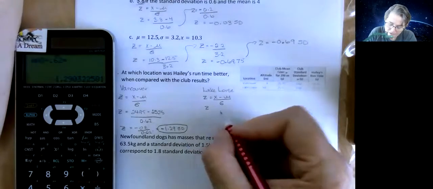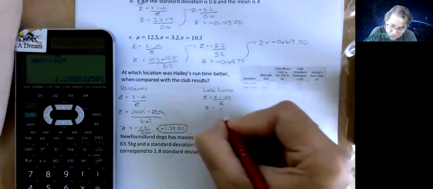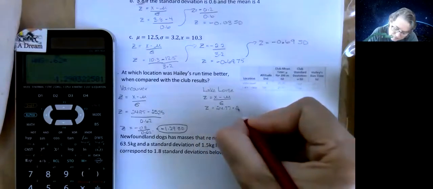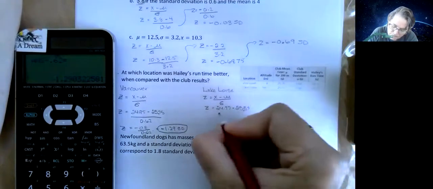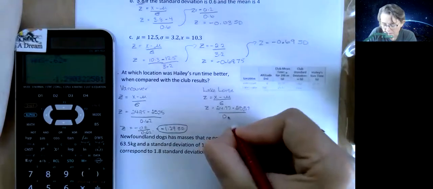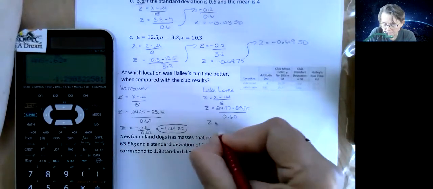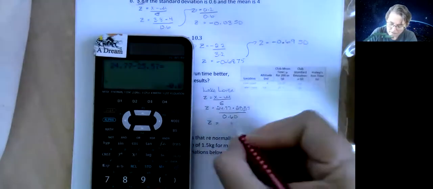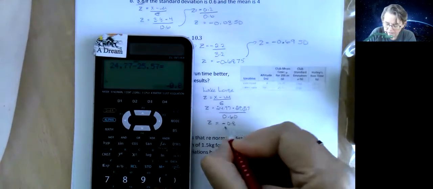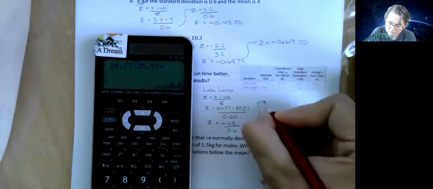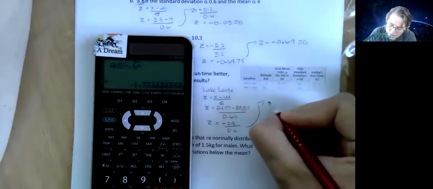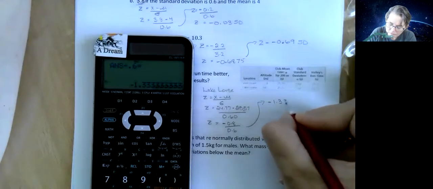No, I love math. All right, her score 24.77 minus the club's 25.57 over the club's 0.60. Z-score, 24.77 minus 25.57 is negative 0.8 over 0.6. Negative 1.33.